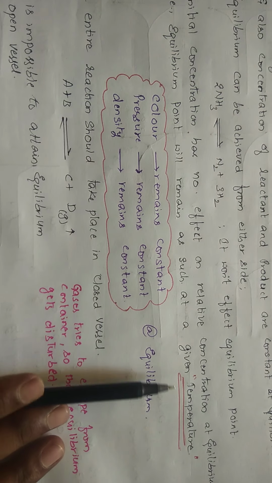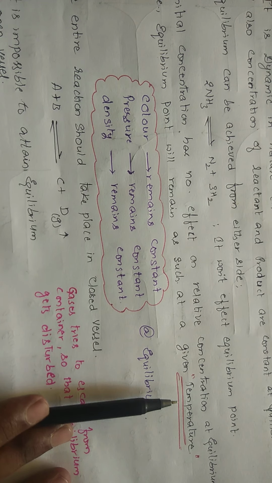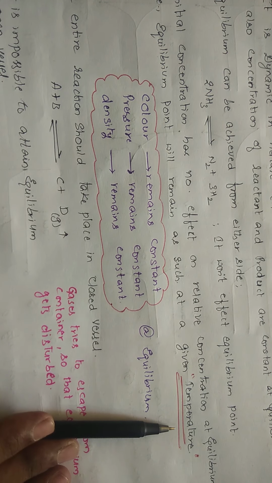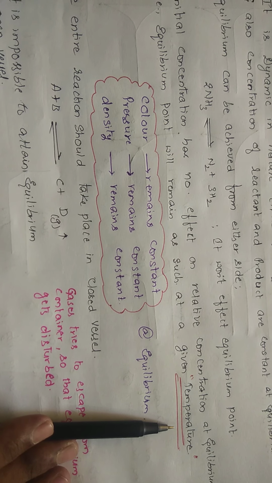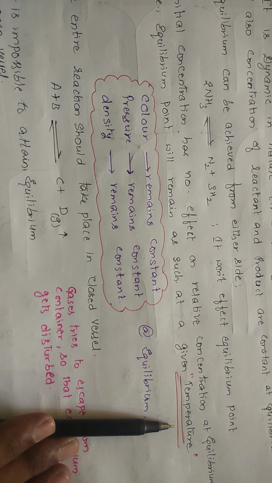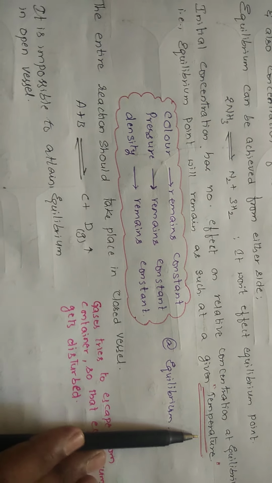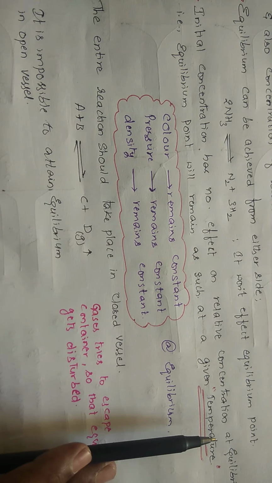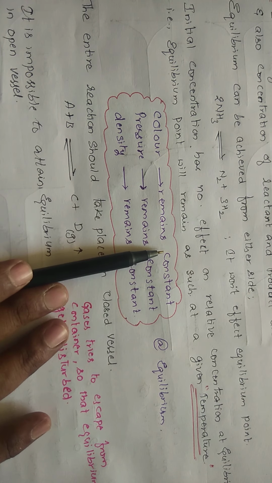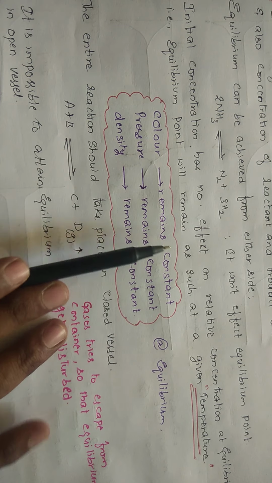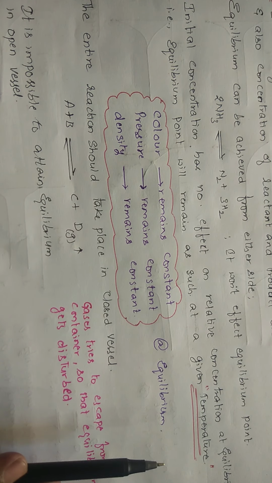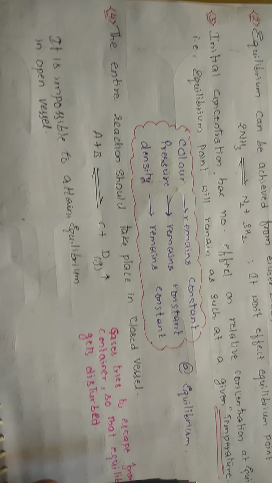And it should be at a constant temperature. The equilibrium point will remain constant as such at a given temperature. Temperature should not be changed. If temperature is changed, definitely the equilibrium will change, because the equilibrium constant depends upon the concentration. So at a particular temperature, meaning temperature is kept constant, at the equilibrium point whatever the color of the chemicals present remains constant. The pressure is constant as well as the density, at equilibrium at a given temperature.